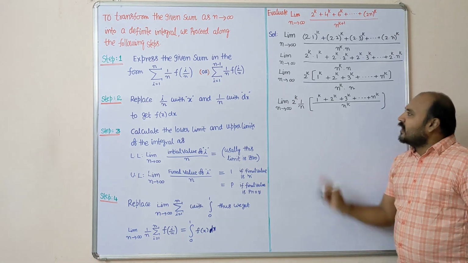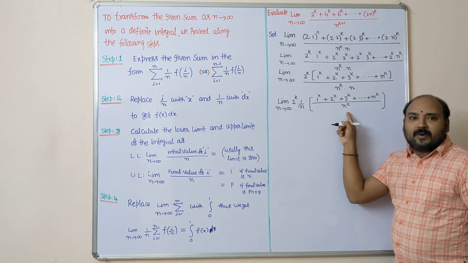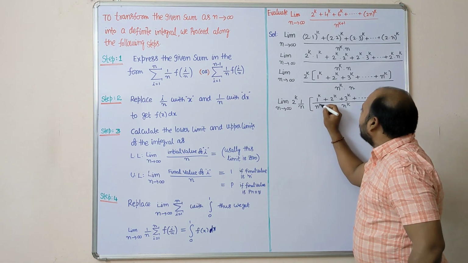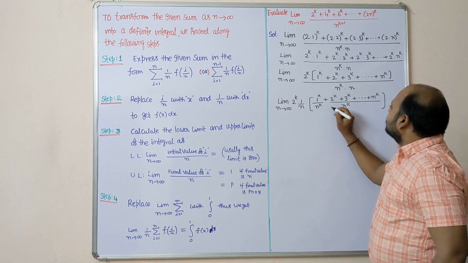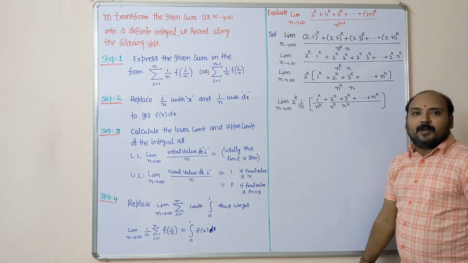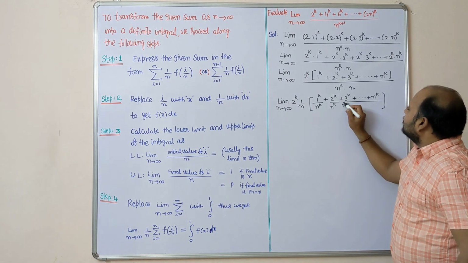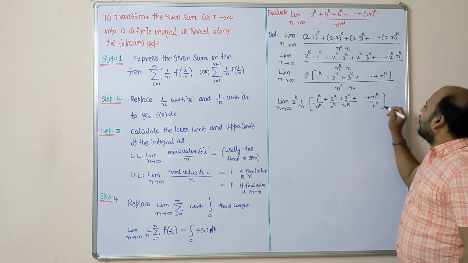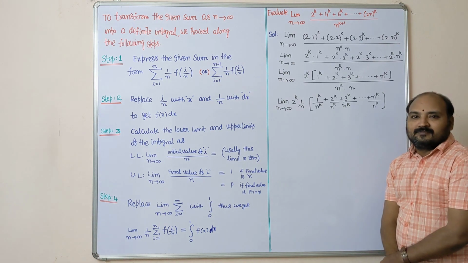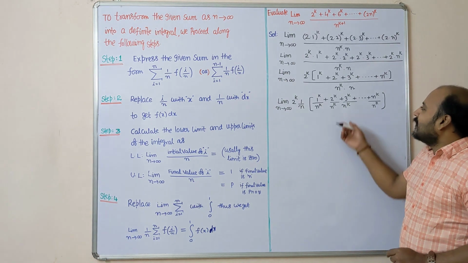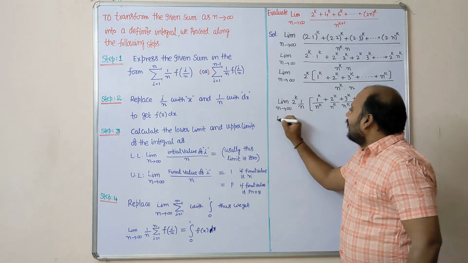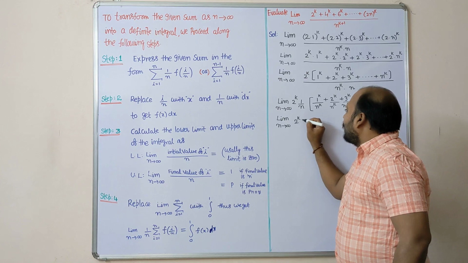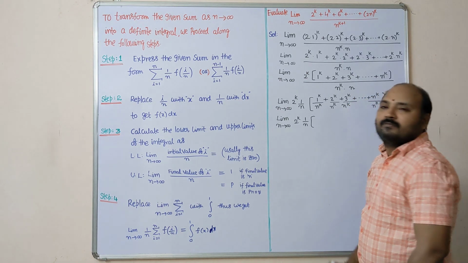What is the meaning of this? Each and every term is divided by n^k only, no? So can we write like this? 1^k by n^k plus 2^k by n^k plus 3^k by n^k plus and so on n^k by n^k. We can write it.